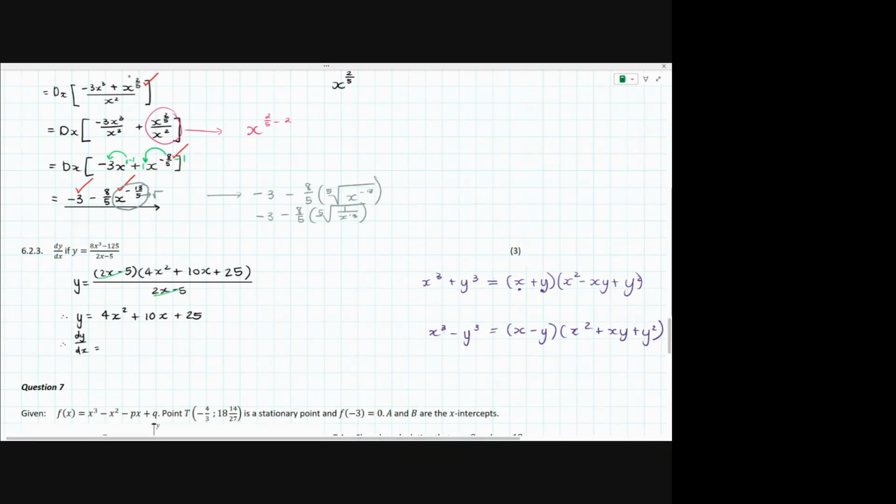So I take my exponent multiplied by my coefficient and then subtract 1. So I get 8x. Same thing for my second term. Take my exponent of 1, multiply it by the coefficient, subtract 1 from the exponent. So I end up with just 10 because x to the power 0 is 1. And obviously that 25 is constant, so it falls away. So my derivative is 8x plus 10.